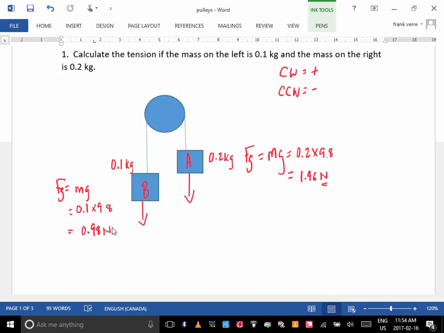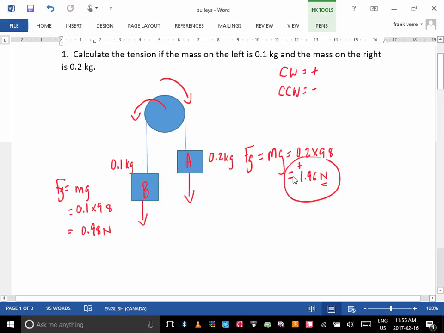So let's think then about the net force, okay? Let's think about what is going to happen here. The heavier mass is going to want to cause a rotation clockwise, correct? The other mass is going to want to cause a rotation counterclockwise. Do you agree with that? So even though both forces point down, one of those two is going to be negative. Because we said clockwise is positive, we're going to make this one positive.